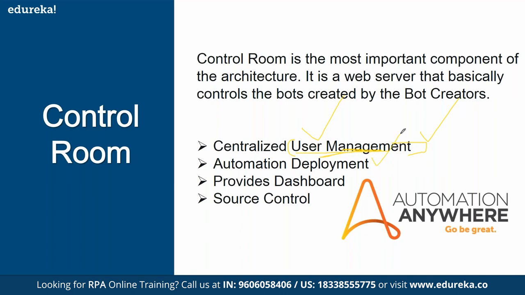Okay, automation deployment, I told you, right? Uploading the bot to the control room and triggering that from the control room. So that is automation deployment. Not only uploading, deployment also refers to, suppose you want to migrate your bot from a development instance to a production instance or any UAT instance. That you can also do using exports and imports. So that is also said to be deployment. If you want to migrate your bot from one environment to the other, we need the control room. Without the control room, it is not possible.